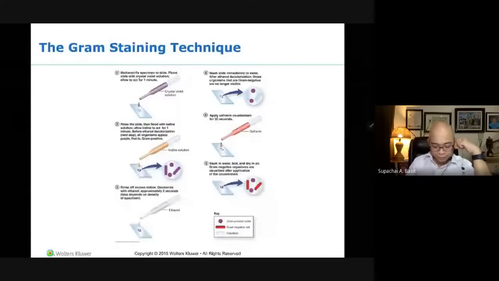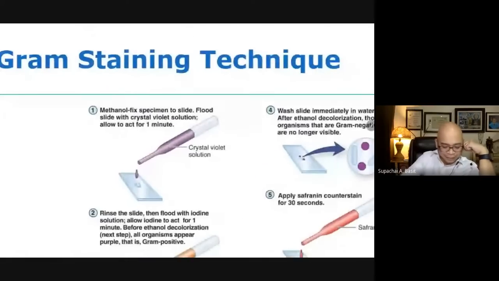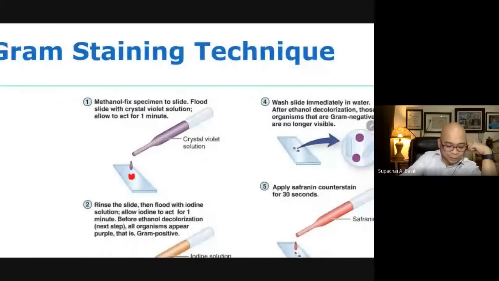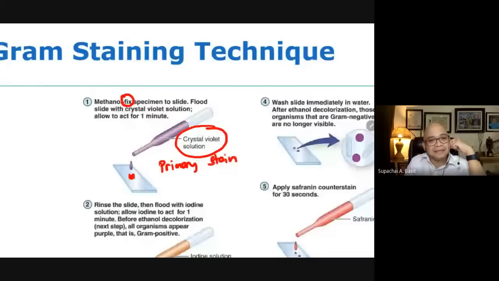Okay, so this is now the procedure. We place the smear onto the slide and we add methanol. What's the purpose of methanol? Fixative. And then we add crystal violet. Take note, crystal violet is the primary stain.